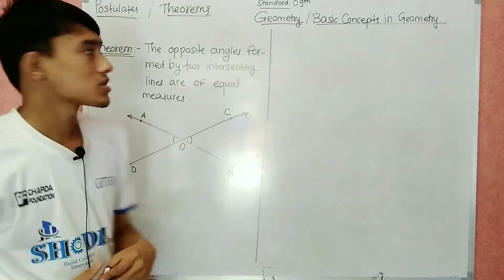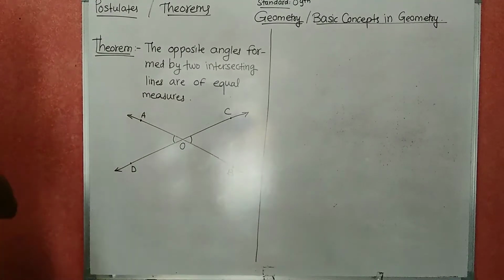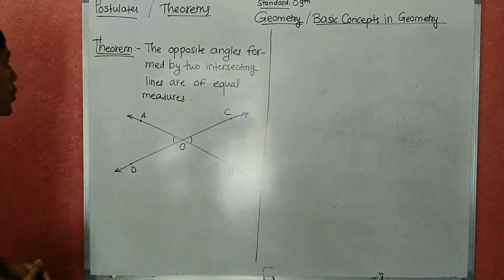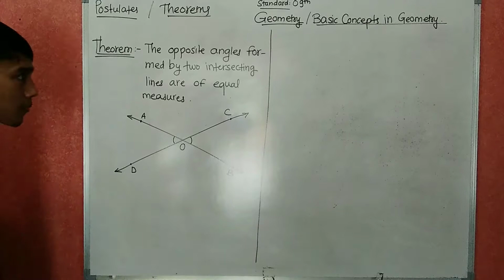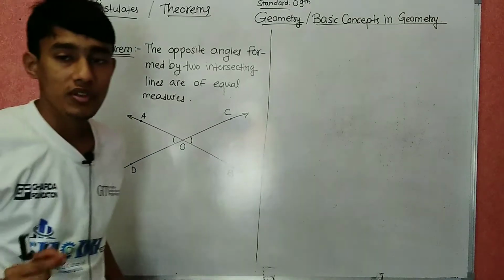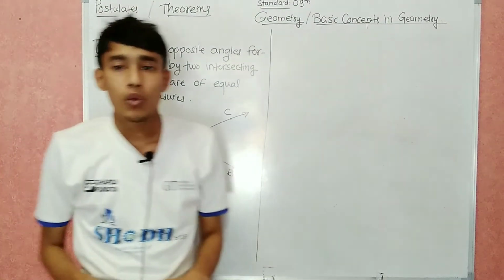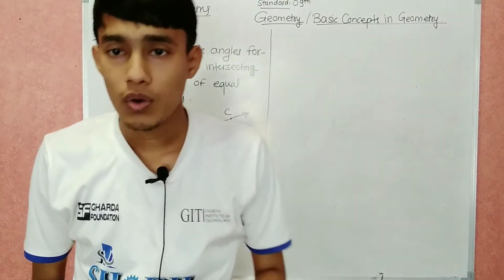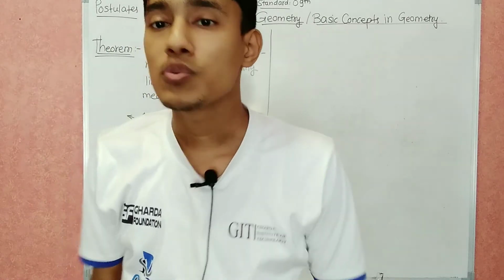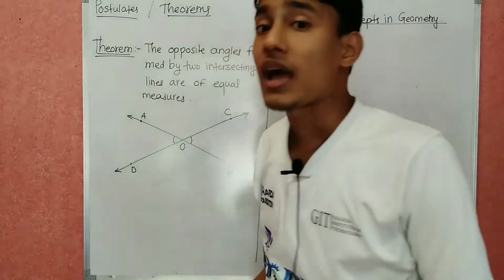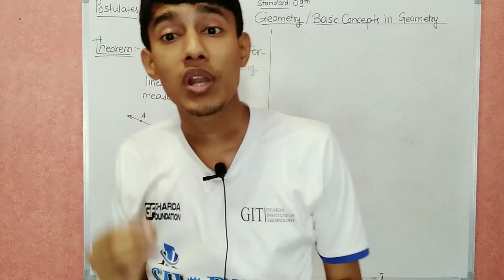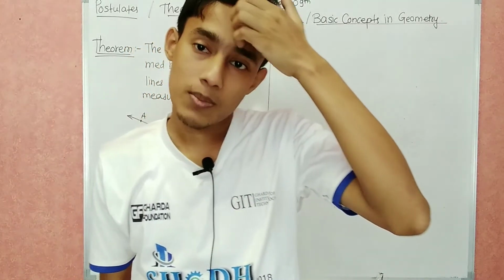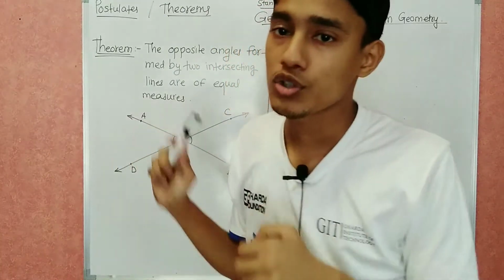Good morning, students. In this lesson, where we are studying chapter number 1, Basic Concepts in Geometry, we are going to see what a postulate and a theorem are, and we are also going to prove one of the theorems. We all know there was a Greek mathematician known as Euclid. He was the one who developed this subject, geometry, which is also called Euclidean geometry. He contributed in a very vast manner in this subject.